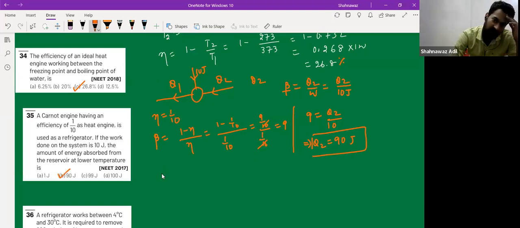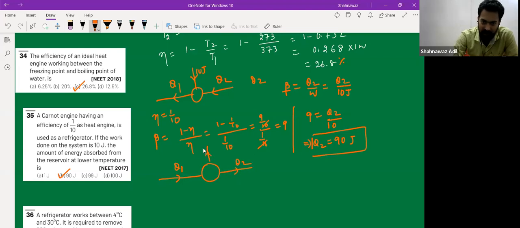There is also another method that we can use to calculate this question. We can use this idea of heat engine. For the case of heat engine, we had this Q1, and then this goes into Q2, and then this work done. So work done is given as 10 here.